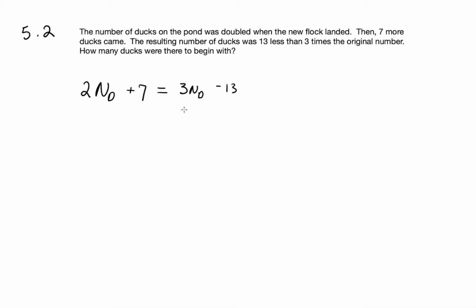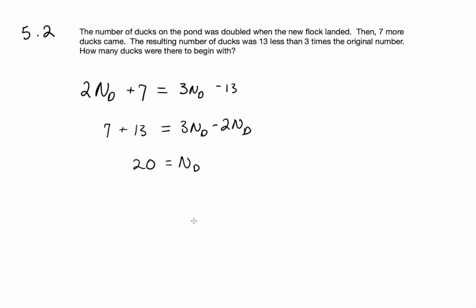All right, so let's look at how we can solve this. We can take this and swap it over, and we could take this and swap it over. So that's going to be 7, and we're going to swap the sign here. And then we're going to swap the sign here. So that's going to be 20 equals the number of ducks.